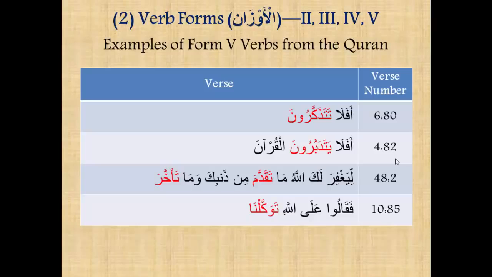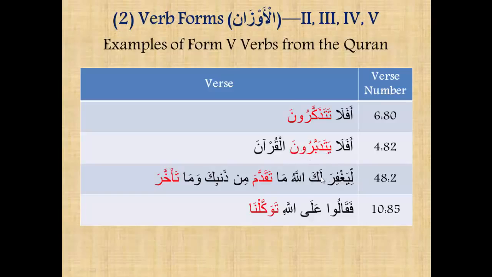Examples of Form 5 verbs taken from the Quran. أفلا تتذكرون. Notice how there are two tas in front. One of the tas belongs to the Form 5 stencil. The other ta belongs to the pattern, تفعلون. It's part of the أنتم conjugation. Example number 2: أفلا يتدبرون القرآن. يتدبرون, يتفعلون.